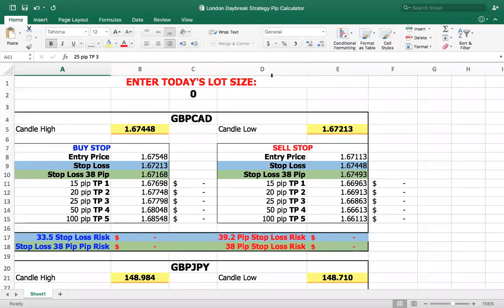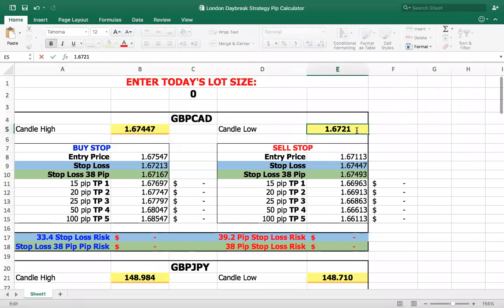You come over to this lovely Excel sheet provided for us. You put in the candle high, the candle low. Let's say this was a 7 instead. Hit enter, boom, everything changes. Hit enter, boom, everything changes for you.